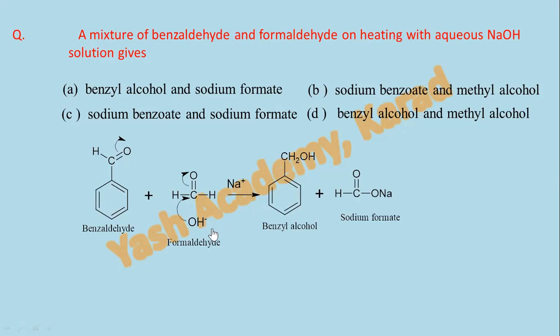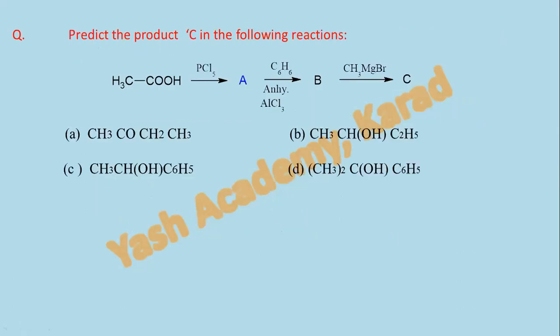So in presence of strong base, the formaldehyde is oxidized to formic acid, and formic acid so formed in the reaction is neutralized by alkali to form its salt, that is the sodium formate. And benzaldehyde undergoes reduction, that is the CHO group is reduced to primary alcohol group, that is the benzyl alcohol is formed. So the correct option of this question is A, that is the benzyl alcohol and sodium formate. This is cross Cannizzaro reaction.